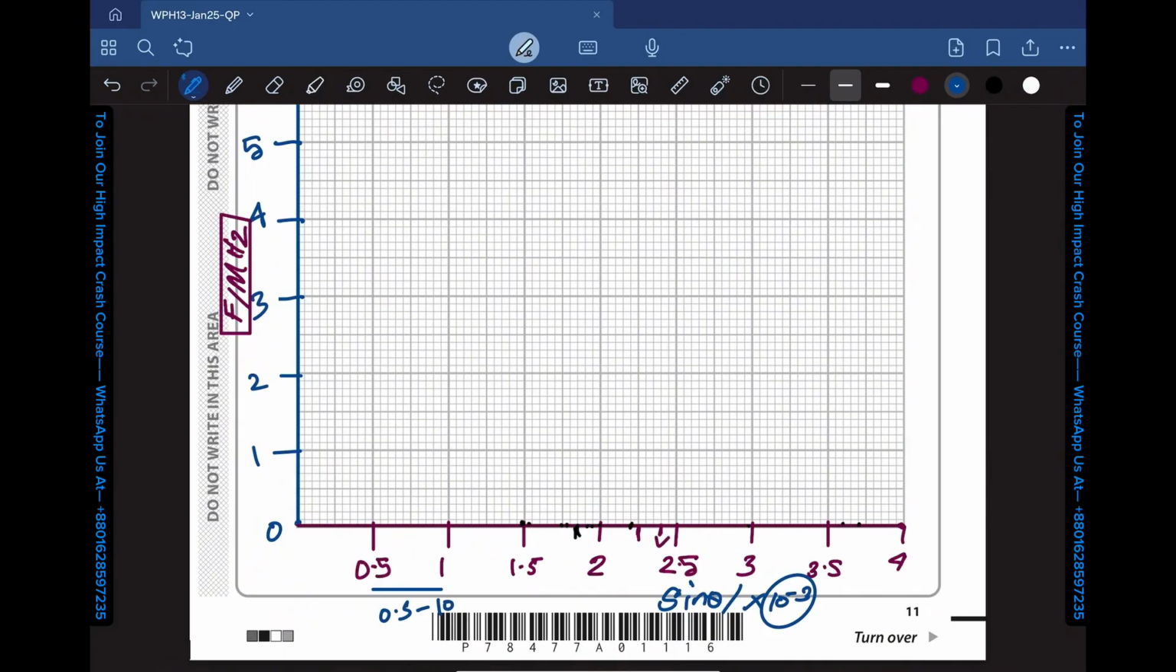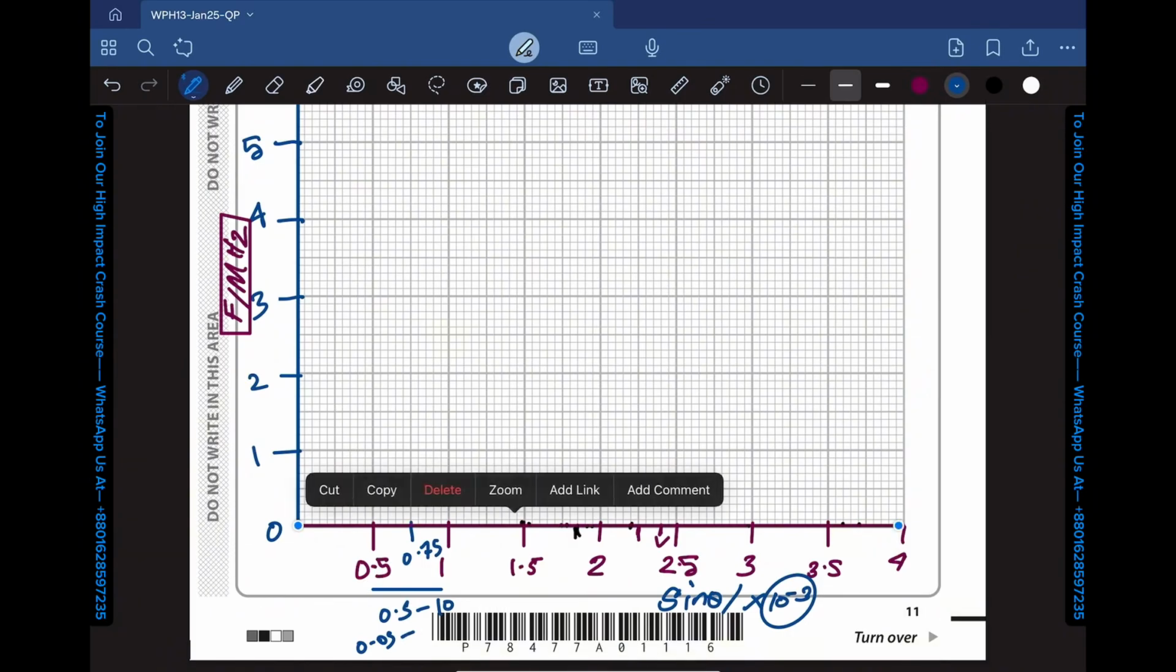Now here you can see for 0.5 there are 10 boxes, right? So you will have to take each line as 0.25. So if this is 0.5, then this is going to be 0.75. Sorry, my bad, it is not going to be 0.25, it is going to be 0.05. 0.25 will be between the boxes and 0.05 will be between the lines. So this will be 0.55, this will be 0.6, this is 0.65, this is 0.7, this is 0.75.